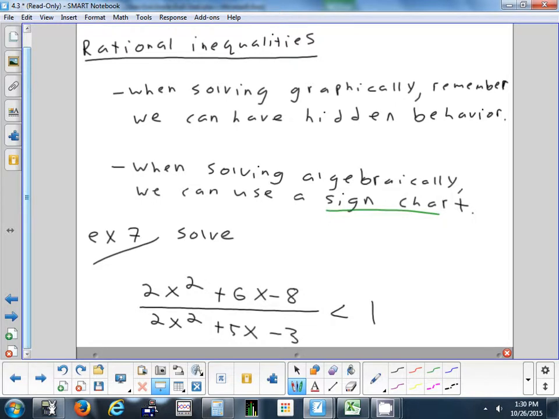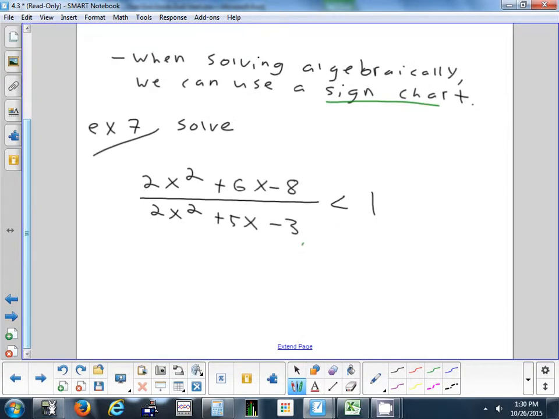Okay, so we're going to try to solve this one. But does anybody remember from the sign chart method what number you have to have by itself on one side? Well, this one has 1, but 0. Yeah, you got to have 0. Okay? You have to have 0 by itself on one side.